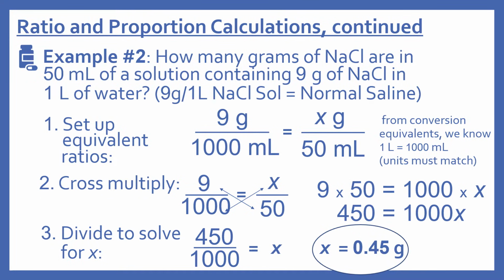Okay, now another example, example number 2. How many grams of sodium chloride are in 50 milliliters of a solution containing 9 grams of sodium chloride in 1 liter of water? And just a note here, 9 grams per 1 liter of sodium chloride solution. This is a product called normal saline. Just something else to throw in there for you to know.